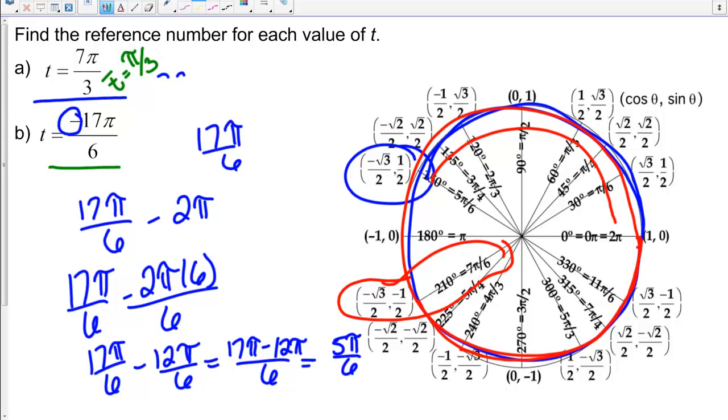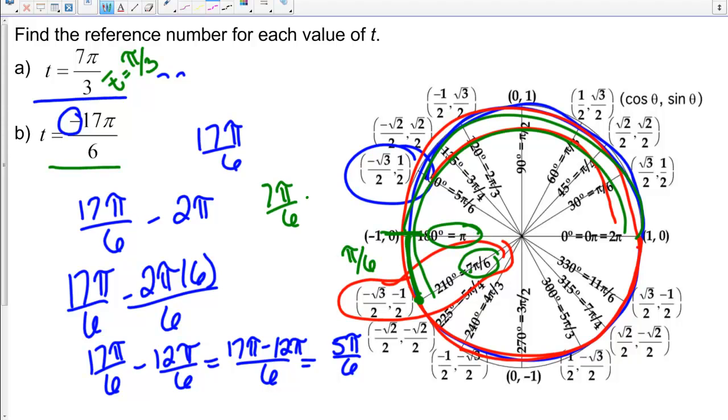All right? But what is our reference number? The reference number we're looking for is the shortest distance to the x-axis, and what's that distance? That is the distance of pi over 6. And how do we know that? Because this distance is pi, this distance is pi, and then this whole distance is 7 pi over 6. So 7 pi over 6 minus pi, need a common denominator of 6, and we're left with pi over 6. So this is the reference number.